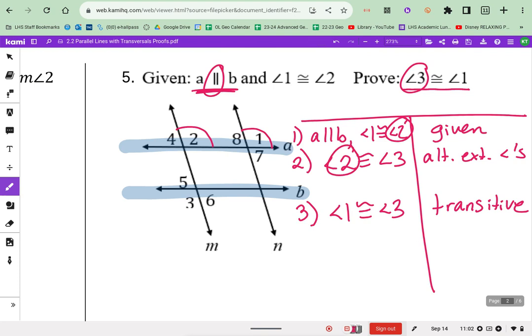In the first step, you have to write like A is parallel to B? Yes, because that's part of your given information. Okay, other questions?